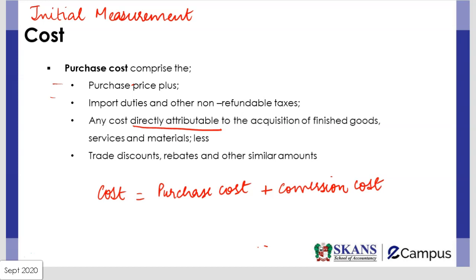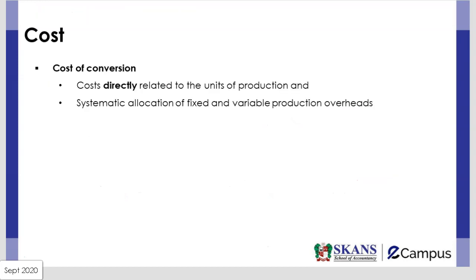So anything which was directly related to the purchase of the asset will be included in the cost of this asset. A very common example in case of inventories also is carriage inwards. So any cost incurred to bring the inventory from the supplier to our own premises becomes a part of the purchase cost. Less any trade discounts, rebates, or any other discounts that are available, that will be subtracted from the purchase cost. Once we have the purchase cost, we move to the next type of cost that is included in the cost of inventory. This is called conversion cost.